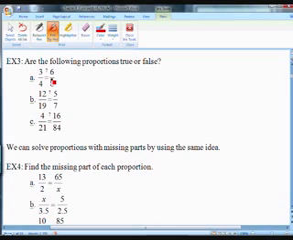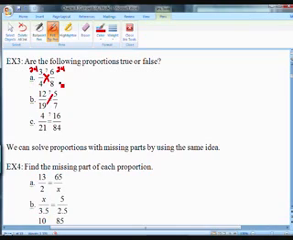Yeah, by multiplying it by 2. So are they going to be equal? Sure. What's another way we can do it? 4 times 6, 24. 3 times 8, 24. Are they equal? Yes. The second one. Yes. That's it.